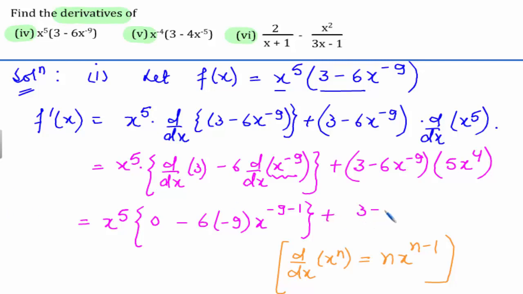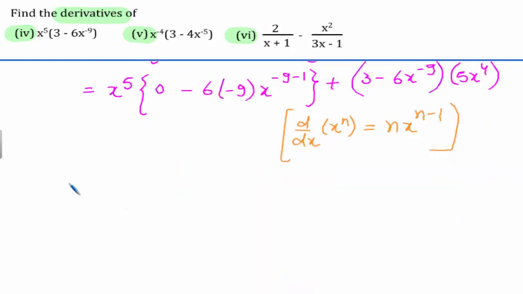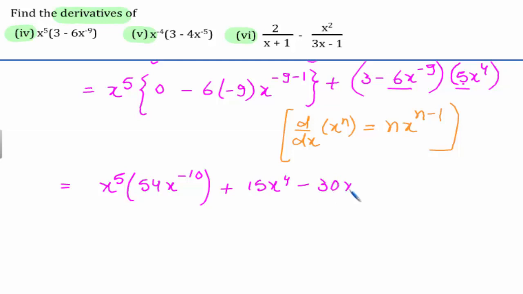Now this is further equal to x raised to the power 5 into 6 9s are 54 into x raised to the power minus 10, plus 5 3s are 15 x raised to the power 4. Now multiplying these two terms, we have minus 6 5s are 30 into x raised to the power minus 9 plus 4. So here we have 54 into x raised to the power 5 minus 10, plus 15 x raised to the power 4 minus 30 x raised to the power minus 5.